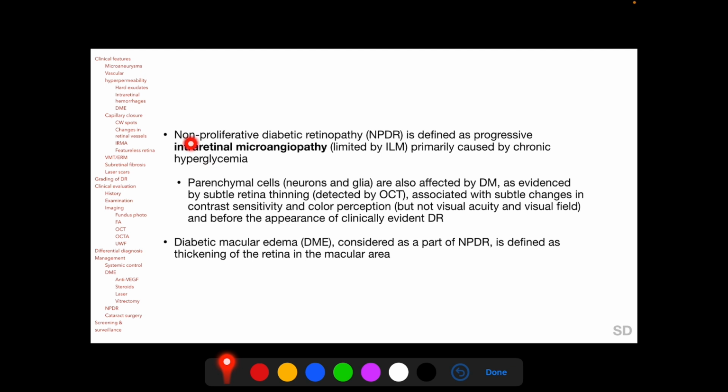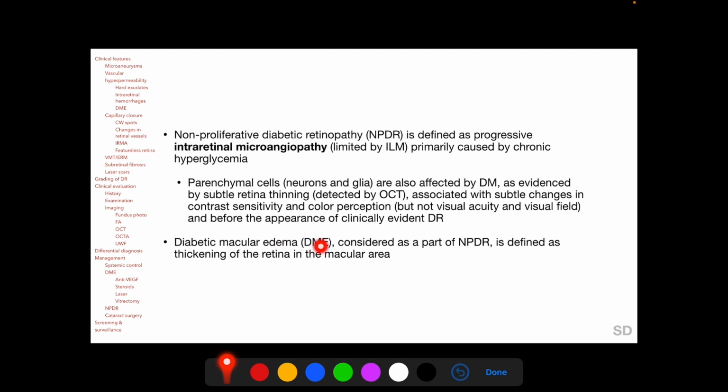So the changes in non-proliferative diabetic retinopathy are limited to within the retina, posterior to the internal limiting membrane. This is in contrast to the changes in proliferative diabetic retinopathy, which occur anterior to the internal limiting membrane. And apart from the changes in blood vessels, the parenchymal cells of the retina, namely the neurons and glia, are also said to be affected by diabetes mellitus, as evidenced by subtle anatomic and functional changes in the retina of patients with diabetes mellitus but before the appearance of clinically evident diabetic retinopathy.